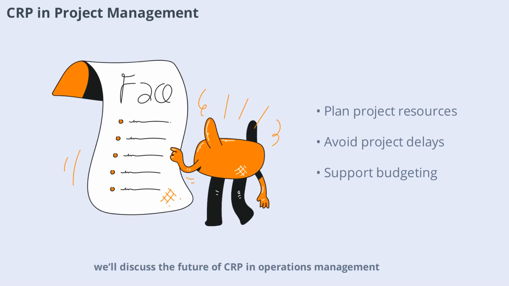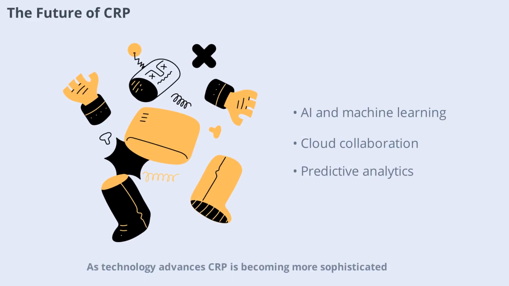Next, we'll discuss the future of CRP in operations management. As technology advances, CRP is becoming more sophisticated. Artificial intelligence and machine learning are being used to predict demand, optimize schedules, and identify potential issues before they arise. Cloud-based systems allow for real-time collaboration and data sharing across locations. These innovations are making CRP more powerful and accessible than ever before.